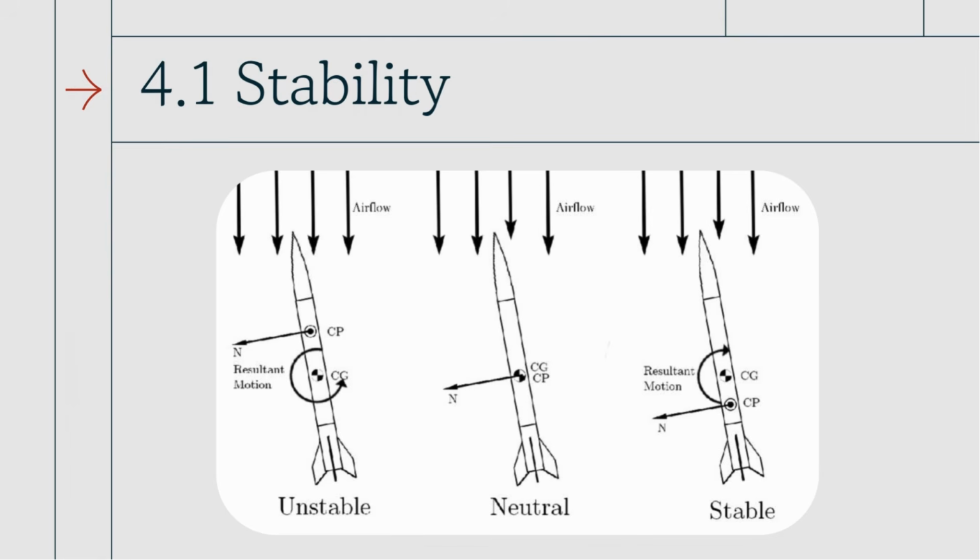So what you really want is your center of pressure to be behind your center of gravity, so that if there is anything that causes the rocket to point or adjust its course and be at an angle relative to the flow, then the resulting forces will actually push the rocket back straight into its normal position. So that is what we call a rocket being stable. You want to make sure the center of pressure is always behind the center of gravity.